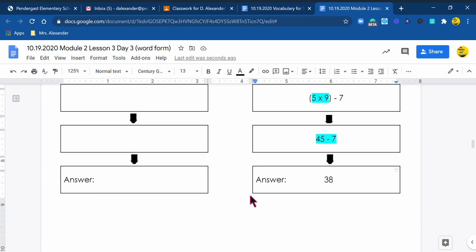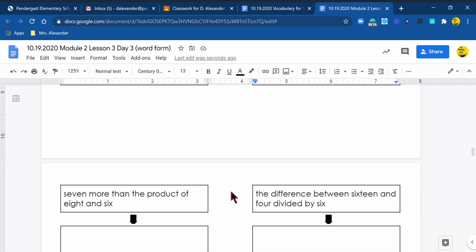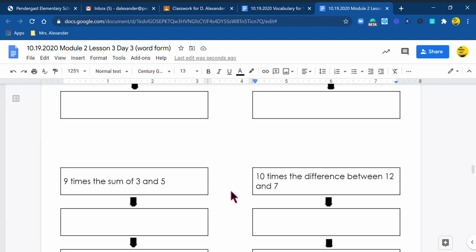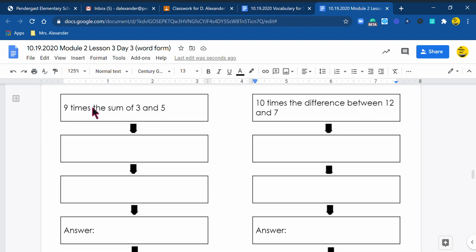Now we're going to quickly do a couple that have numbers written out. So here we go. We have 9 times the sum of 3 and 5. So I'm going to write 9 times, and I have that "and" there, so I know it's parentheses. 3 and 5, and sum means add.